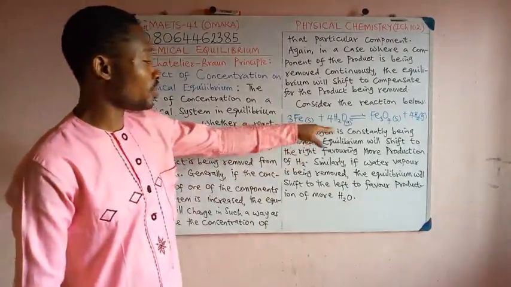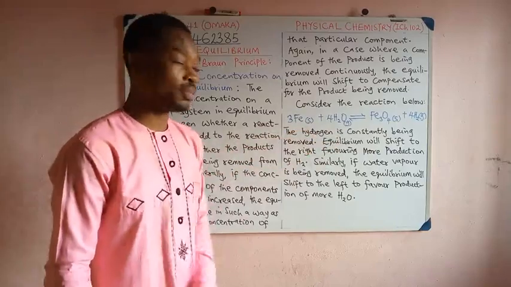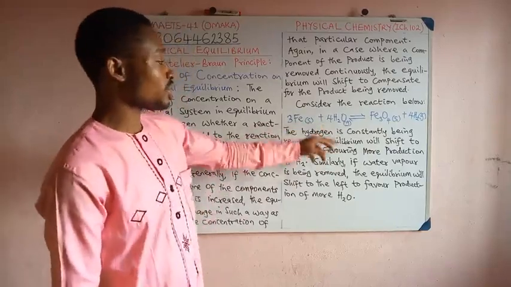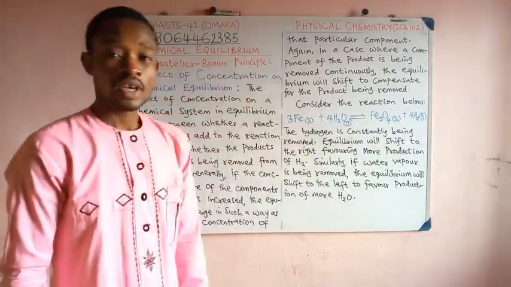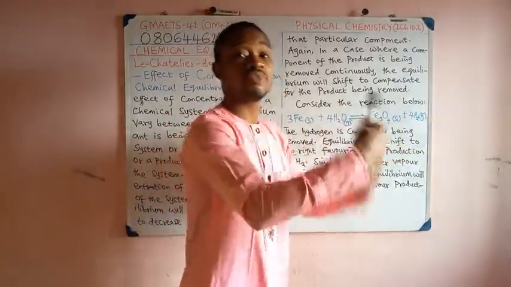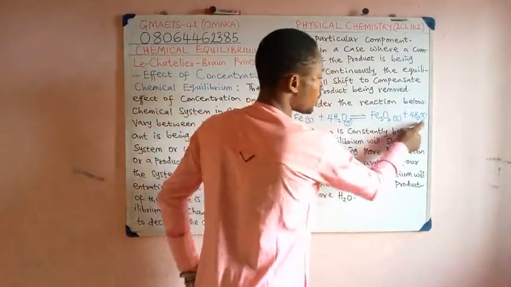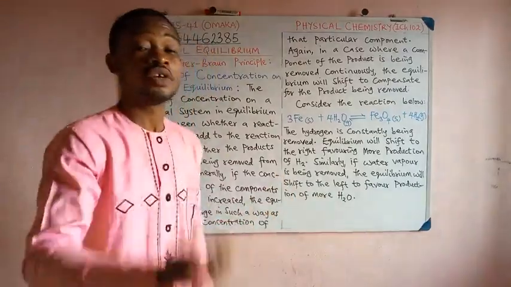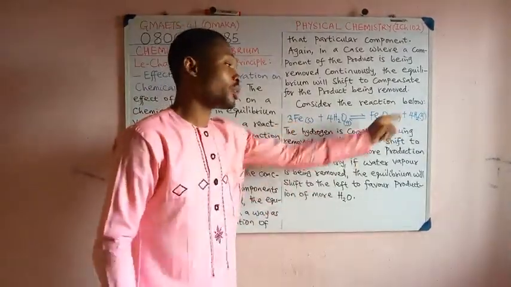We have this example here, this equilibrium reaction. You can see the reaction between iron and steam. In this reaction we have iron oxide produced and then hydrogen gas. If this hydrogen gas in the product is continuously being removed, then the equilibrium will shift to the right so as to compensate for this hydrogen that is being what? Removed. And this will continue until all iron has been used up to give us what? The hydrogen.